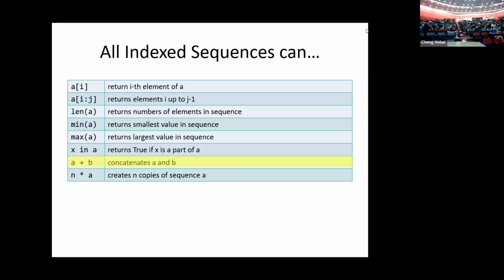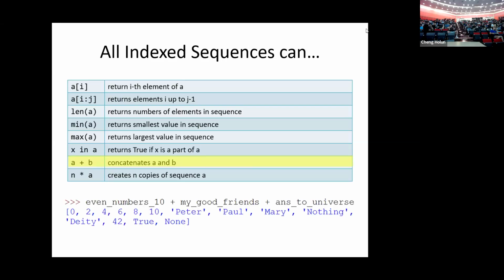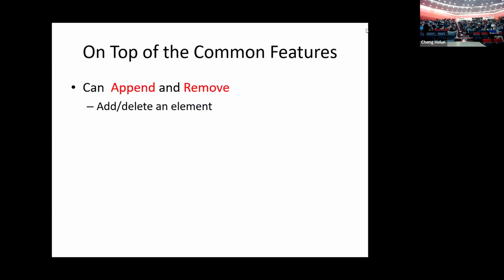If you use it on strings, it's concatenating two strings, right? But you can do this concatenation on 2 lists. So what is the even number plus my good friends plus my answer to universe? You just link them together like a train. Okay? So it's a big list of anything you want.